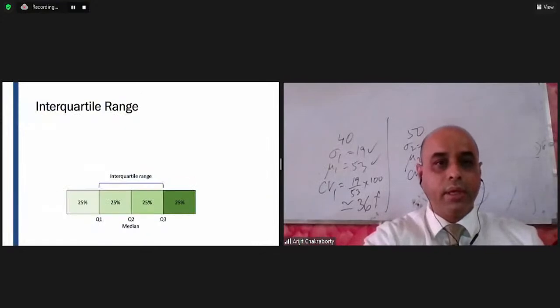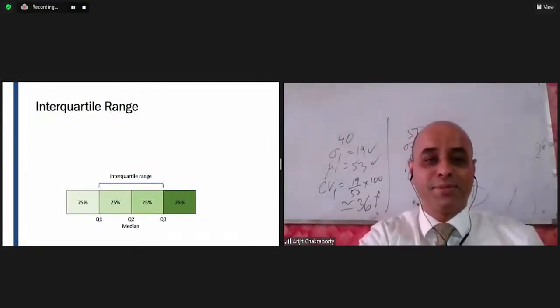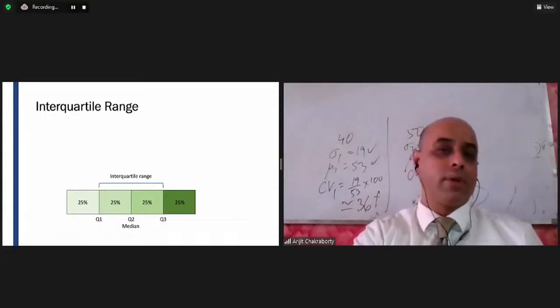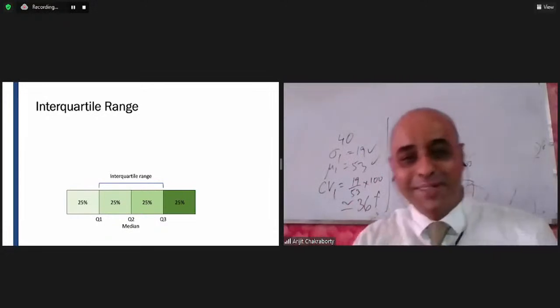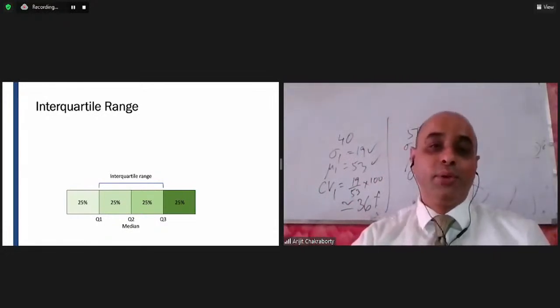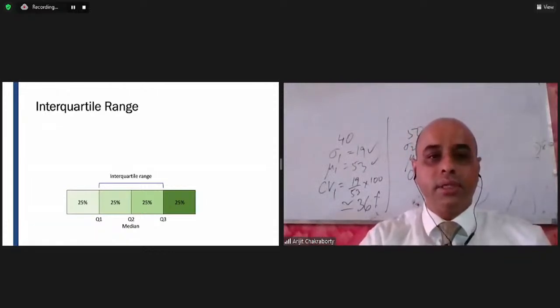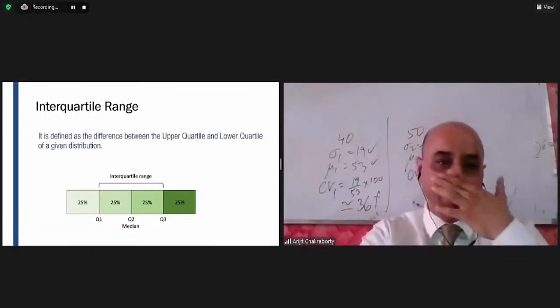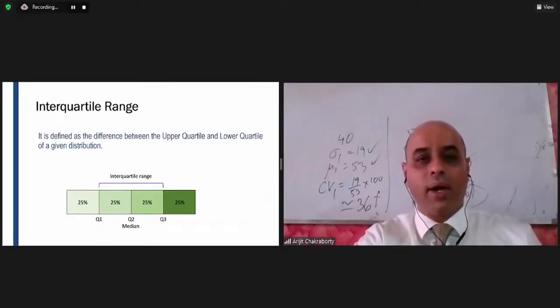Now we go to the last part for today, the last part of this chapter on dispersion, that is interquartile range. It is a very simple formula. We have completed the most difficult part, that is standard deviation, including the formula for the combined standard deviation. Now this is interquartile range, that is quartile deviation. We had already covered Q1 and Q3.